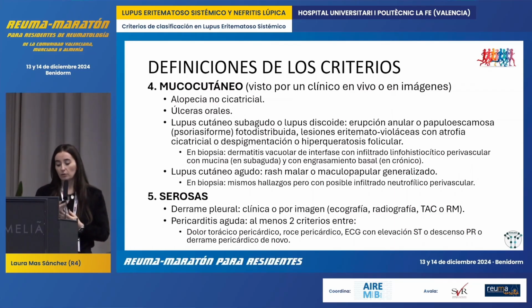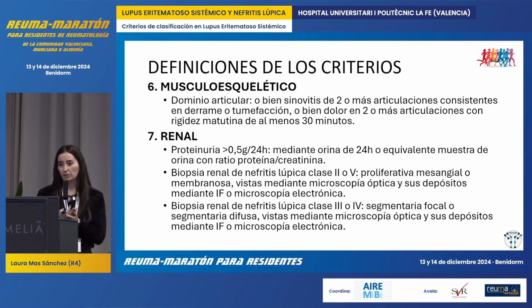Regarding serosal involvement, pleural effusion, and pericarditis. With respect to pericarditis, it mentioned different situations in which at least 2 of the following had to be met, but in general, serosal involvement. As for the musculoskeletal domain, which is important for us, the criteria required either that a patient present synovitis in 2 or more joints, which is understood as having effusion or swelling, or that they experience pain in 2 or more joints, but accompanied by morning stiffness lasting at least half an hour.